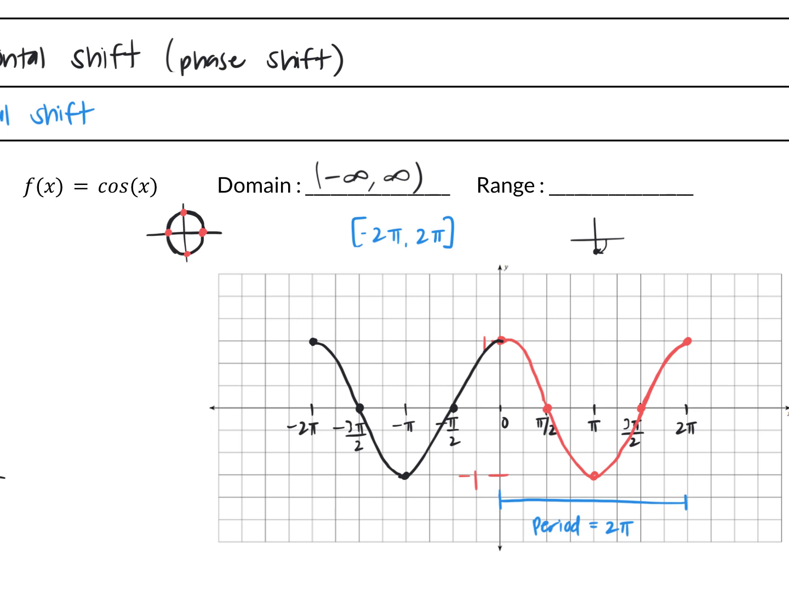Range is my y values. So what can I range in between? Negative 1 and 1. Why is it negative 1 first? Always the smallest number first.